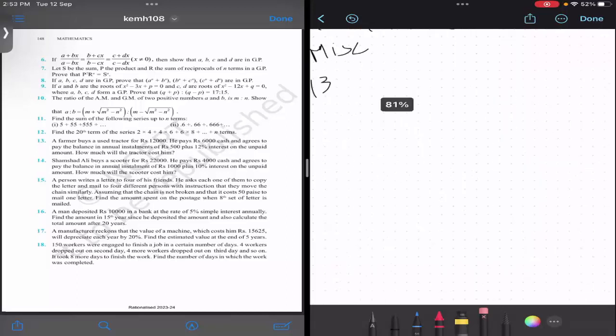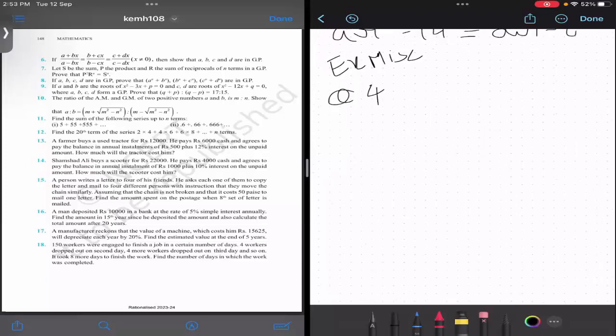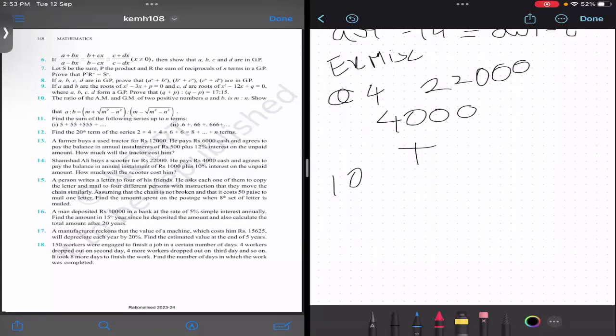Moving on. Question number 14 is going to be a similar question. Let's try to do it better this time. We have been asked that Samshad Ali buys a scooter for 22,000. He pays 4,000 cash and agrees to pay the balance amount in installments of 1,000 plus 10% interest on the unpaid amount. How much will the scooter cost him? Right. So the scooter was 22,000. The upfront amount that he paid is 4,000. So that gets added up. Plus he pays 10% interest on the amount each year.